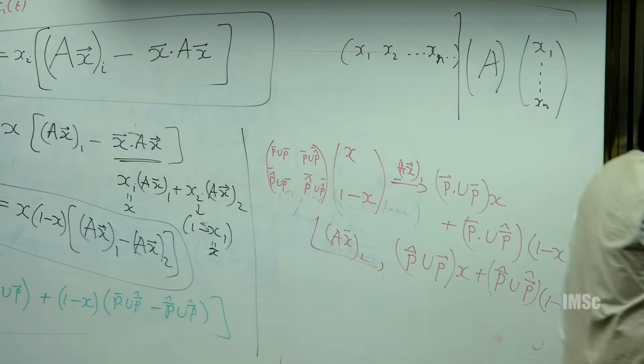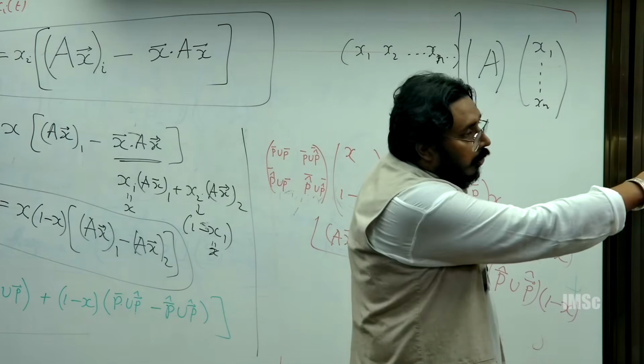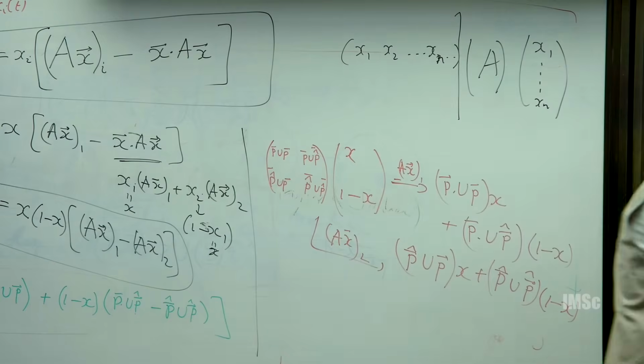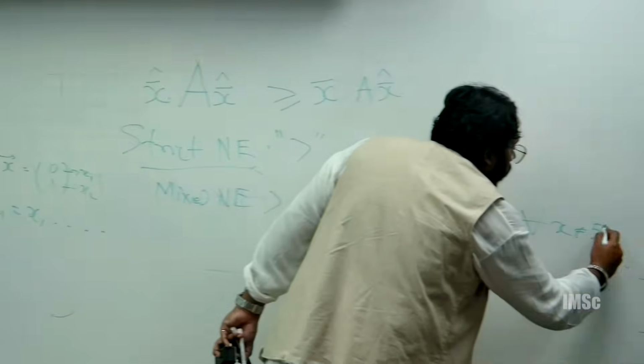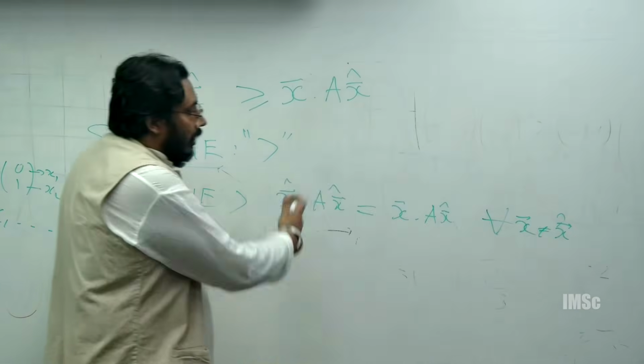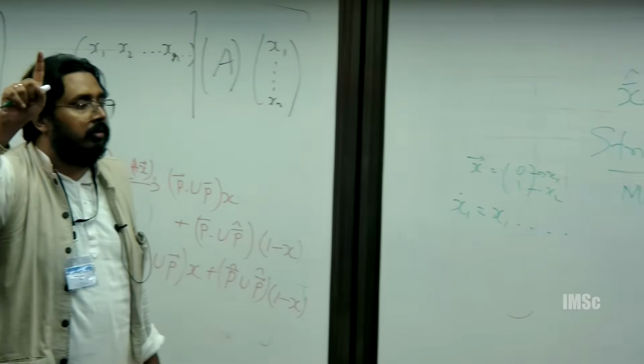If it's mixed, there's something messy. And this has to be true for what? All x's. That is the definition of Nash. This relation has to hold for all x. So let's choose a particular x. Which particular x? A pure strategy x. I am not choosing Nash to be pure, I am choosing x to be the pure vector.